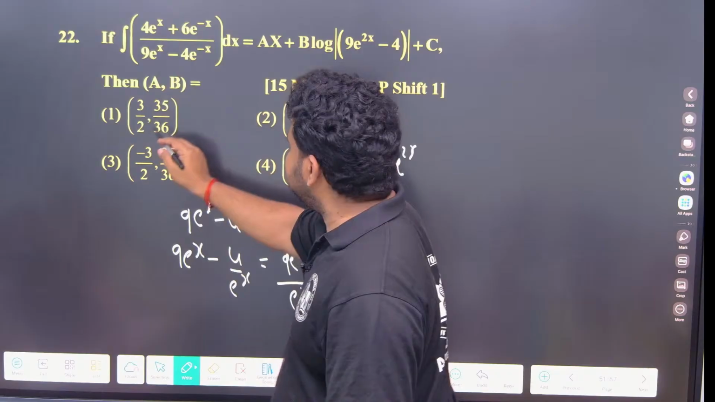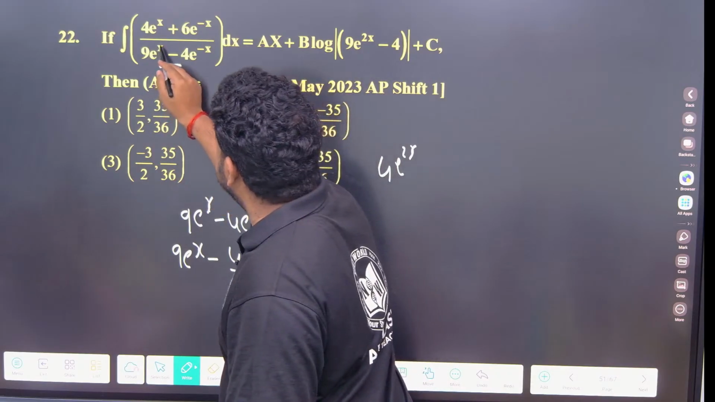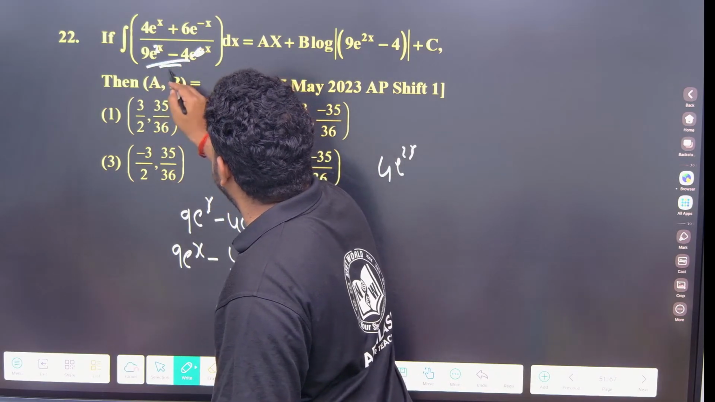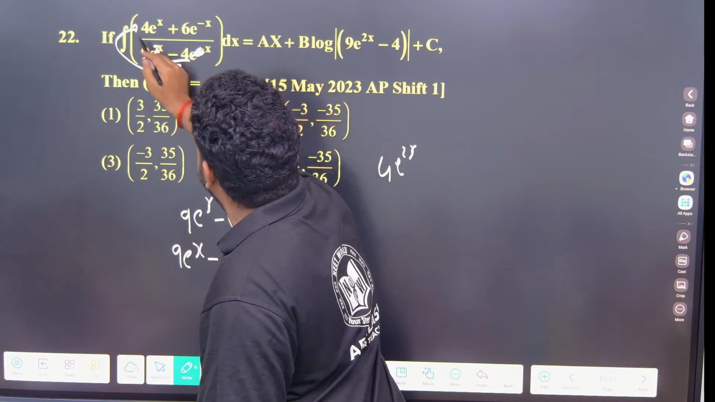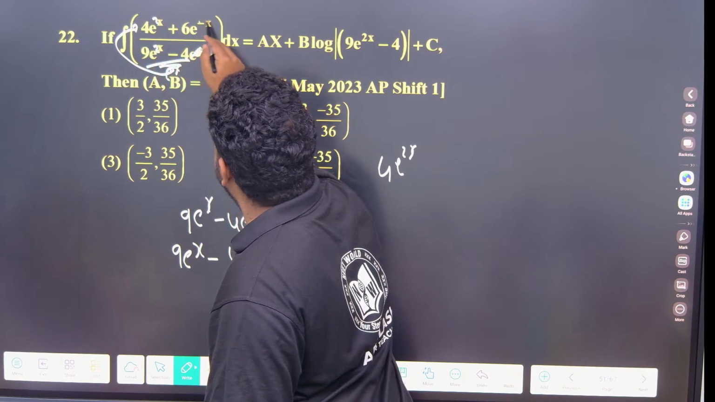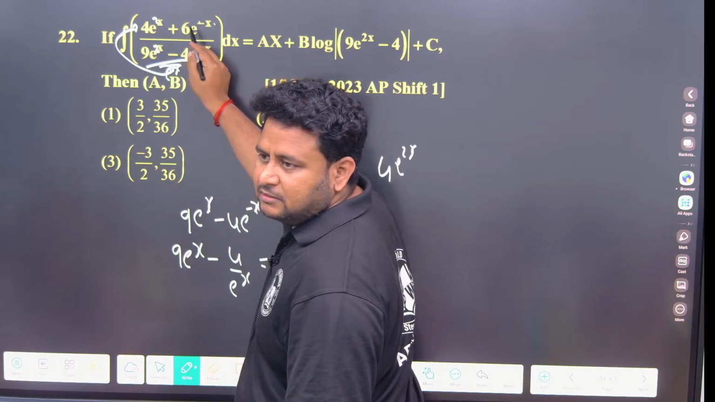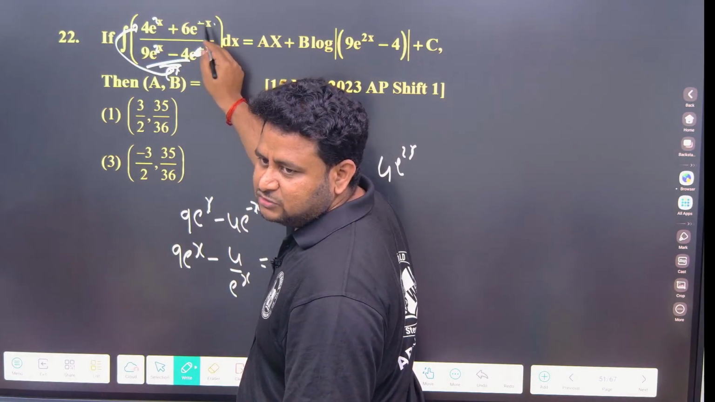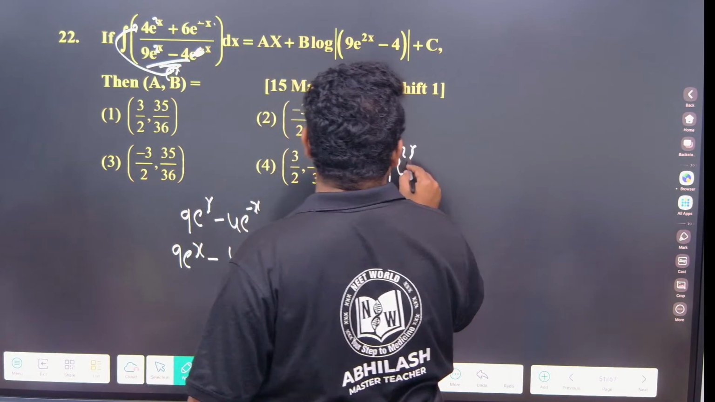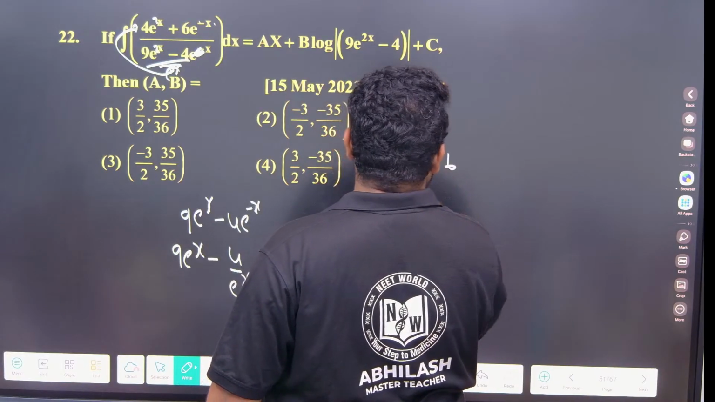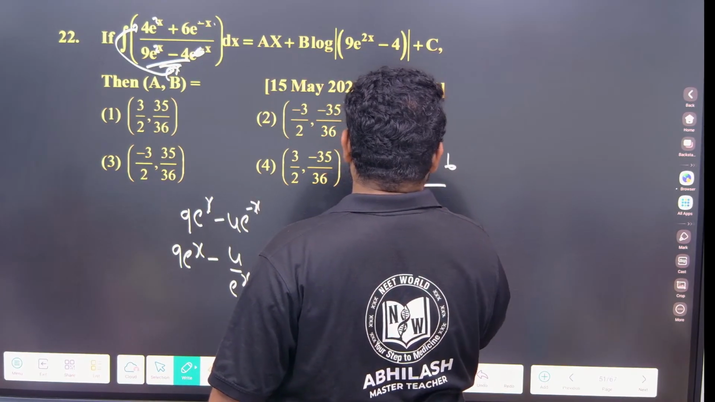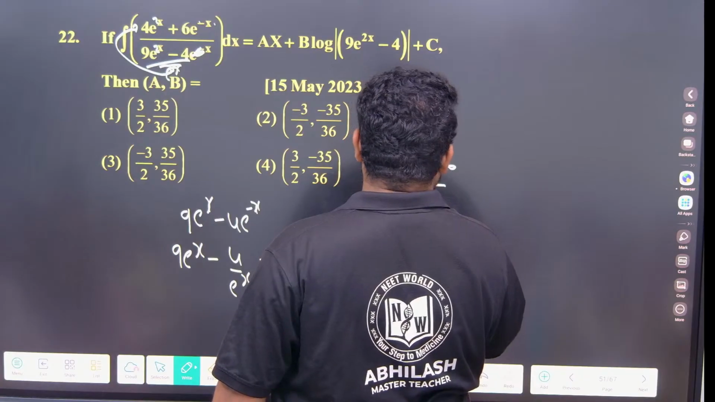6. Why? The denominator will have e power 2x. This will come down, this will be e power x. This will go up, which means e power 2x. E power x plus x means this will become e power 0, that is 1. So this will become 6. So this will become 4 into e power 2x plus 6 divided by 9 into e power 2x minus 4 we will be having.